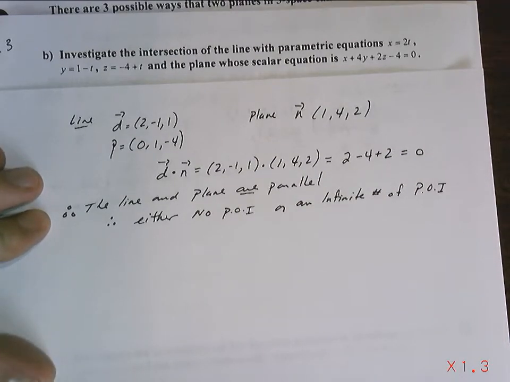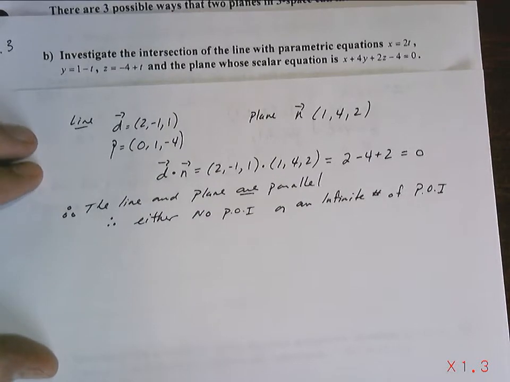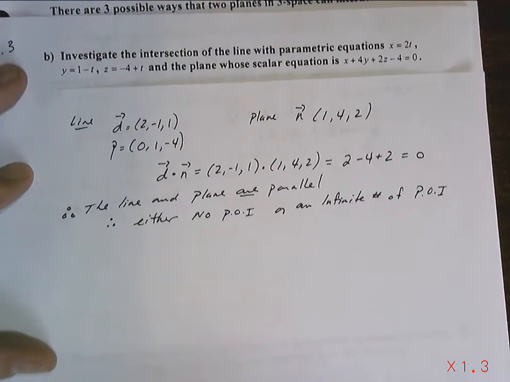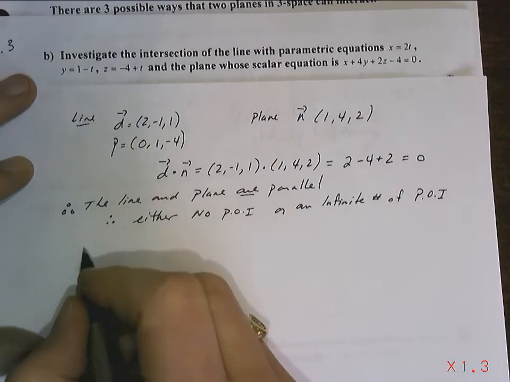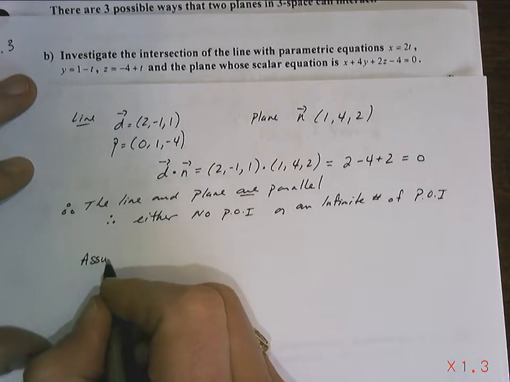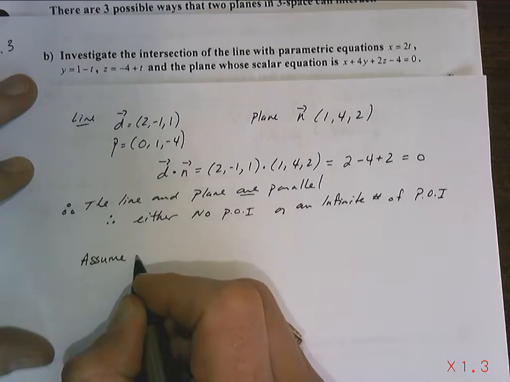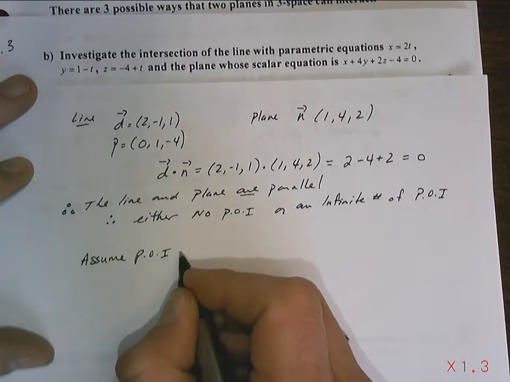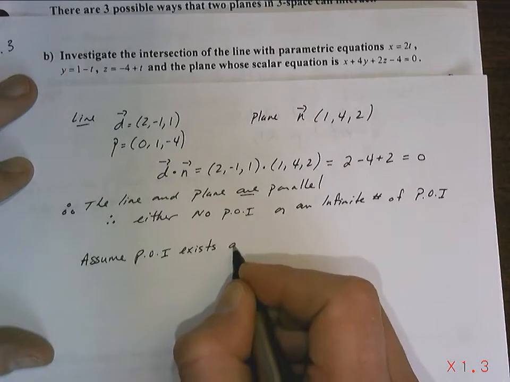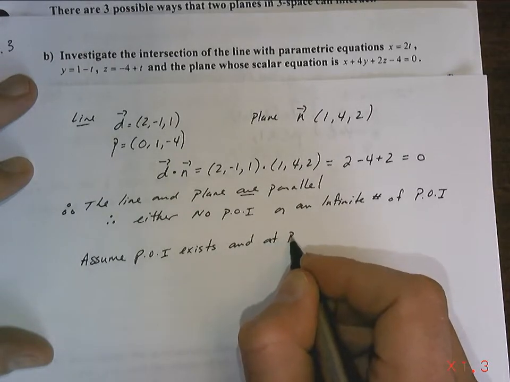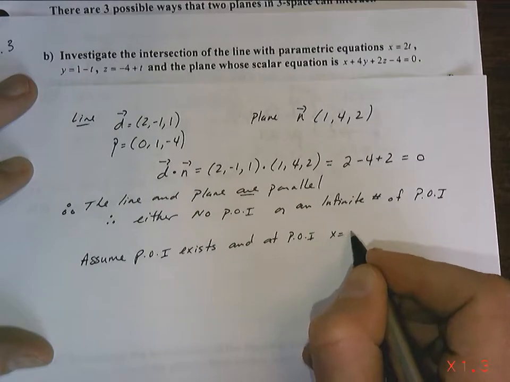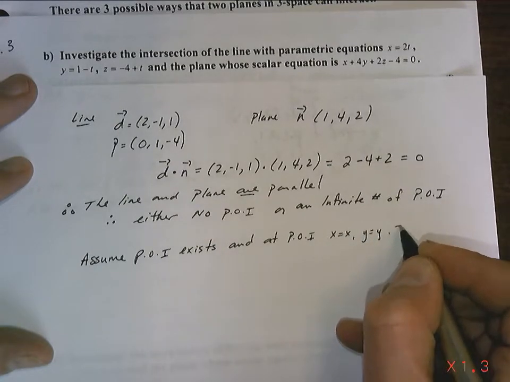If we're going to figure out which is which, there's two ways to do this. The first way is to basically follow what we were doing in example 1: take the parametrics of the line and plug them into the scalar equation of the plane. So we're going to assume a point of intersection exists, and at the point of intersection, just like we did before, x equals x, y equals y, z equals z.